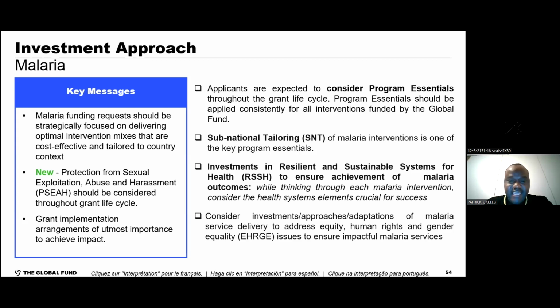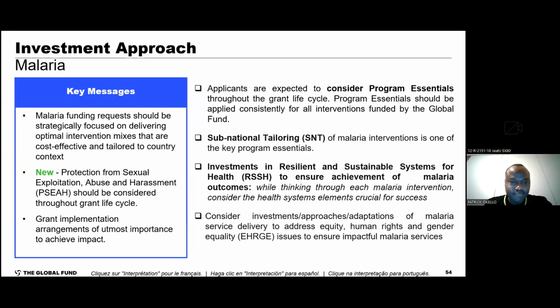For us in malaria, if you're thinking about integration, it's really RSSH that is the bedrock or foundation for delivery of malaria interventions. So my presentation and the next one are very much linked in that sense, as we rely on RSSH to ensure effective delivery of malaria interventions. What's new is the protection from sexual exploitation and abuse and harassment, which cuts across the entire grant life cycle. As peers, I believe there will be sessions on this for all of you. Also, in the past, we thought there were no gender or human rights issues, but now we know some of these are really touching many of our environments. This is something that we will describe a little bit more in the information note.